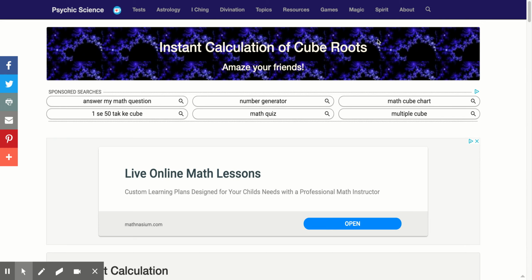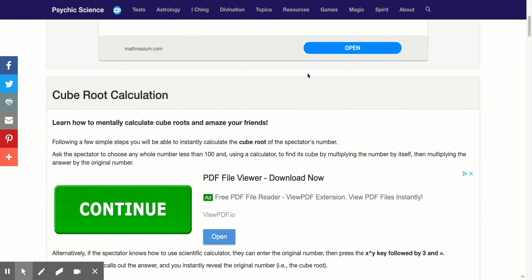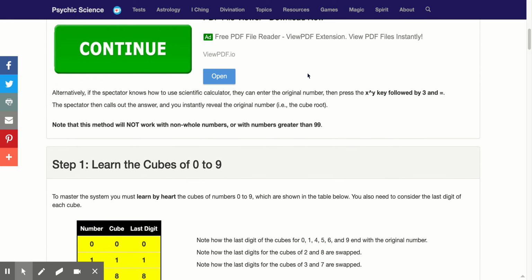So if you go to the website, psychicscience.org/Cubert, it's going to bring you here. It says instant calculation of cube roots. Amaze your friends. So this is going to be for perfect cube numbers. Okay, find cube roots of perfect cube numbers. Now if you scroll down, you're going to hit step 1.